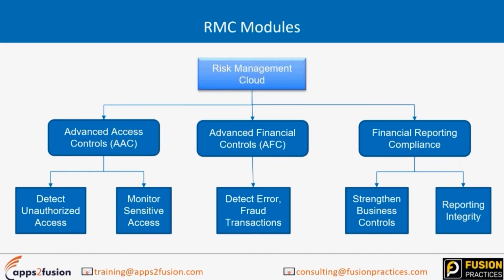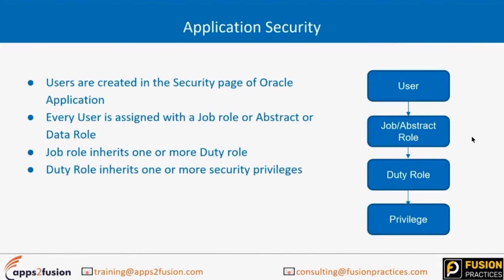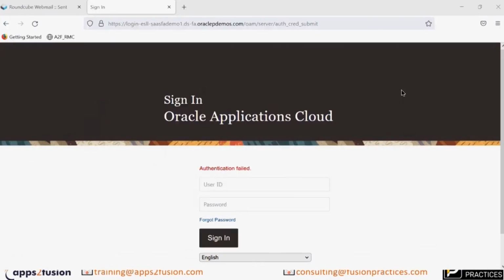Let us get into an application just to show you how all these things are working. This is what I was showing you. This is the slide. Every user has roles, every job role has duty roles, every duty role has privileges. This is how application security works within Oracle. You will first create a user, because for any application, as you see here, I am just logging in as a user.